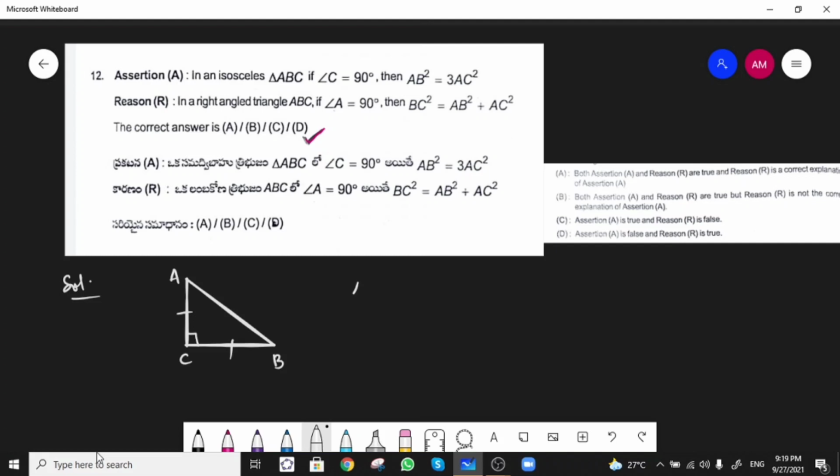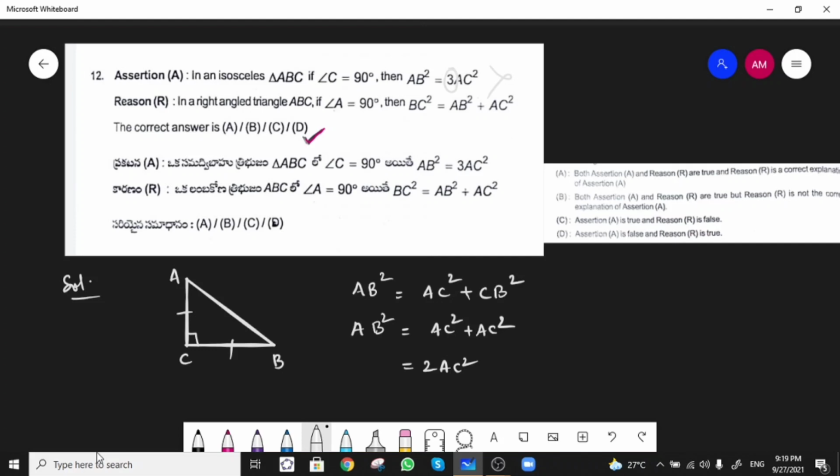By Pythagoras theorem, what can we say? Hypotenuse square is equal to side square plus side square. So AB square is equal to, what is BC? BC is nothing but AC since it's an isosceles triangle. So AC square plus AC square. So this is equal to how much? 2AC square but not 3. So this is a false statement. Since A is false, we have only one option, D. Let us check the reason also.